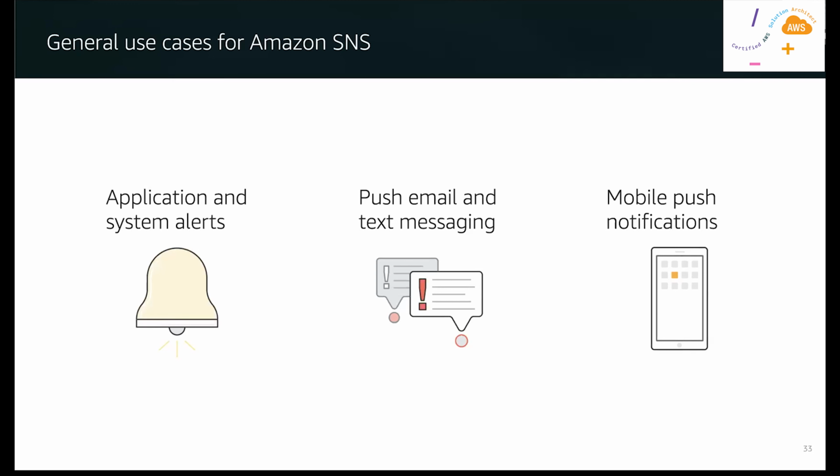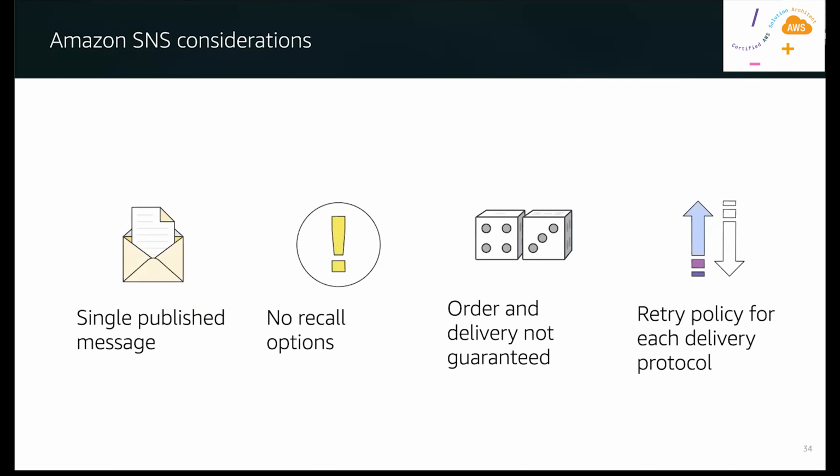When you deal with SNS, you have to consider that a single published message is going to be delivered. There is no recall option. Once the message leaves SNS, you can't recall it. You can't change your mind and say, please return it back, there was an error in the message, I need to get the message back and edit it. Also, order and delivery is not guaranteed.